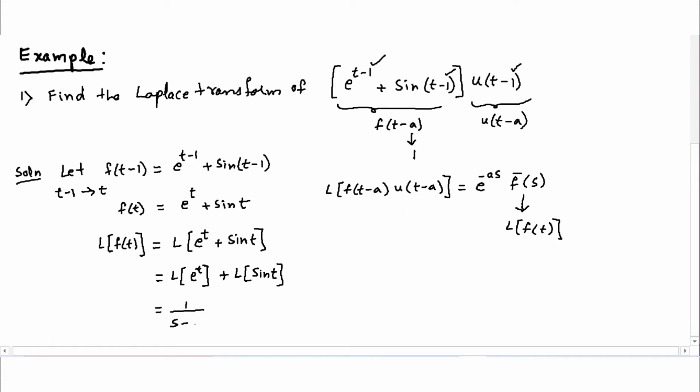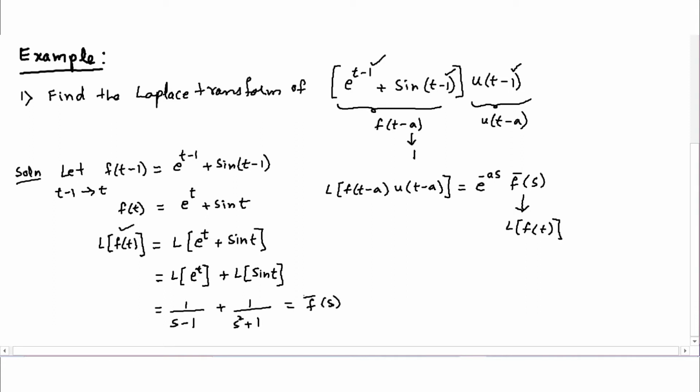What is a? Coefficient of t is 1. So a value is 1. So 1 by s minus 1, plus Laplace transform of sine at, which is a by s square plus a square. But the coefficient of t is 1, so the value of a in this case is 1, divided by s square plus a square. A square is 1, 1 square will be 1. So we got the value as 1 by s square plus 1. So here this L of f of t is nothing but your f bar of s.